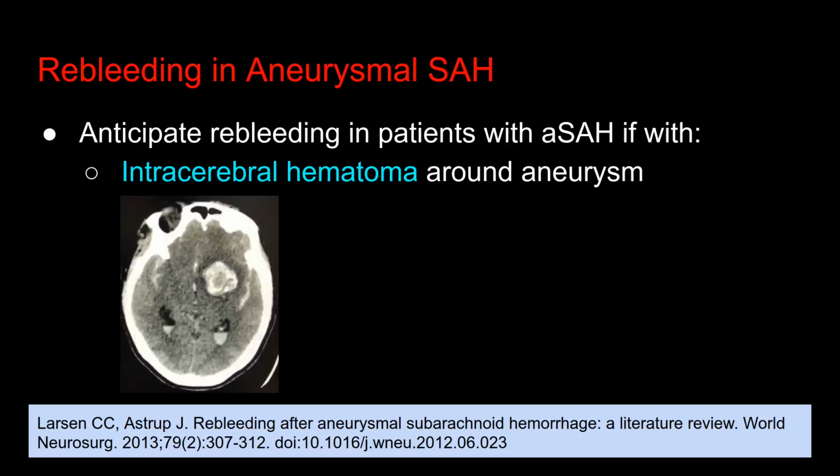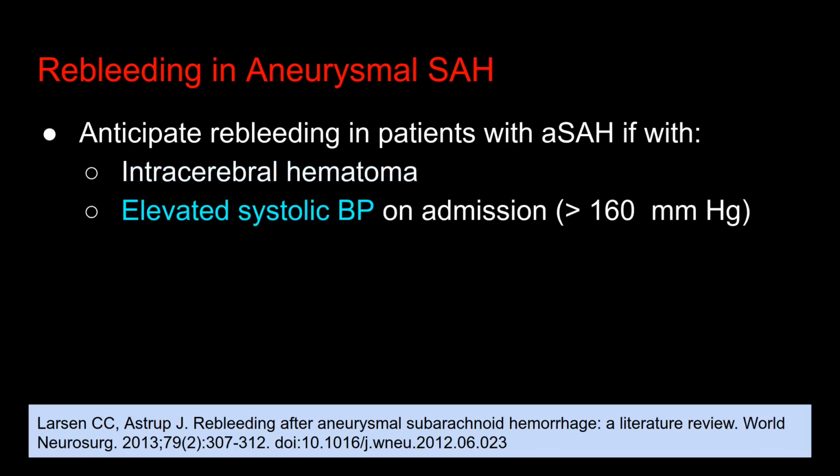So when will rebleeding occur in your aneurysmal subarachnoid hemorrhages? For one, if you've already documented a sizable intracerebral hematoma, not just subarachnoid hemorrhage around the site of the aneurysm, this is a very bad sign. This means there can be a rebleed if there is already an uncontrolled expansion of hematoma in the parenchyma around that aneurysm. High blood pressure on admission, more than 160 millimeters mercury systolic, is also a bad sign. So you anticipate that these patients are at high risk for rebleeding if you cannot control the systolic blood pressure of these patients with aneurysmal subarachnoid hemorrhage.